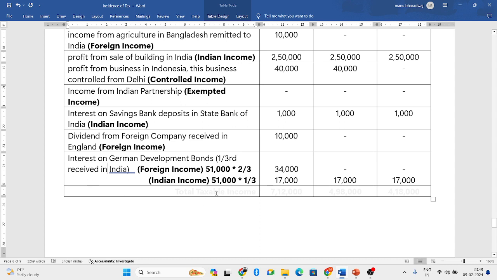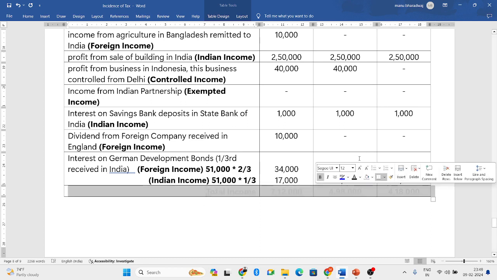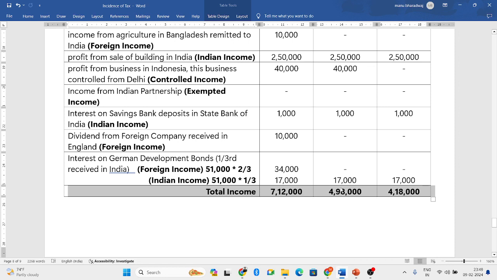So this is how you need to solve the problem. Next, you have to add all the columns. You will get the total income. For ordinary resident, it is 7,12,000. For not an ordinary resident, it is 4,98,000. For non-resident of India, it is 4,18,000. This is how you need to solve the problem.